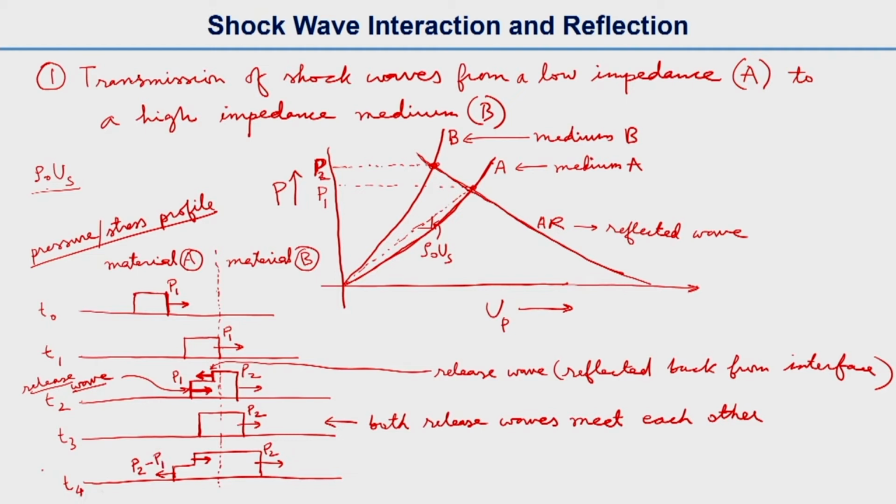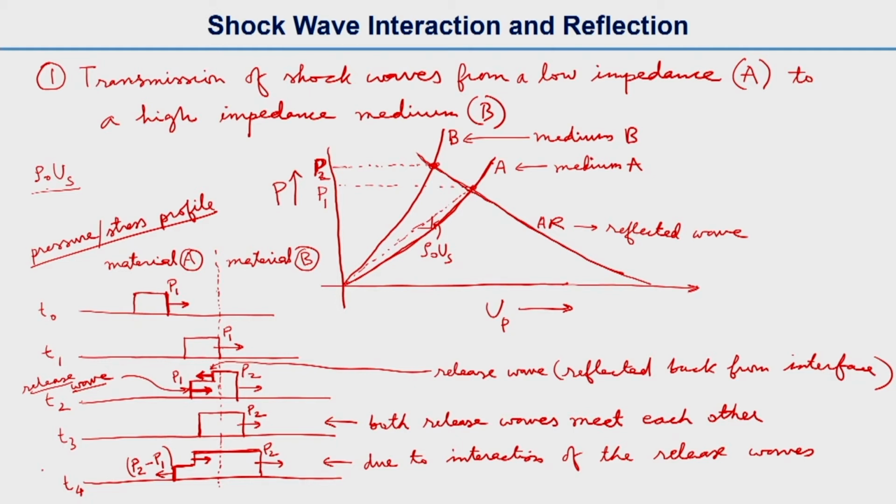P2 minus P1 is the pressure of this part of the wave, and the other part is still at pressure P2. This results from the pressure decrease from P2 to P2 minus P1. It is a result of the interaction of the two release waves. As you know, one is the release wave of the primary wave, and the other one is the release wave of the wave reflected back from the interface.